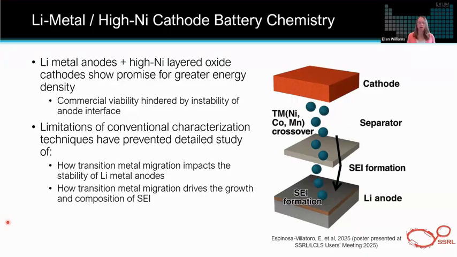So you can see this diagram on the right here, which was presented by our colleague, Eric Espinosa-Villatoro, at an SSRL users meeting last year. And many of you may be familiar with this particular battery chemistry. The combination of lithium metal anode with a high nickel layered oxide cathode has a lot of promise. It can have much greater energy density than some of the traditional lithium-ion chemistries, but we also know that it's not quite commercial yet.